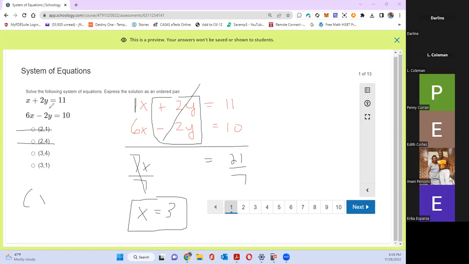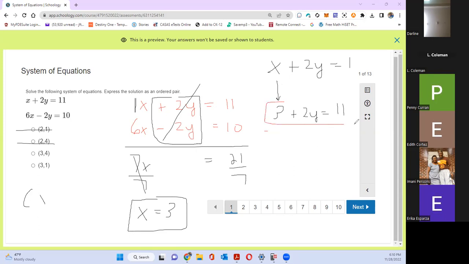So I'm going to plug it into this first one here. So I'm going to have 3 plus 2y equals 11. I took this equation here, x plus 2y equals 11, and I substituted a 3 for x, because that's what we found x was. Does everybody understand that? Okay, if I want to solve for y, what term do I need to get rid of first? The x. I want to get y by itself. What do I need to do first?